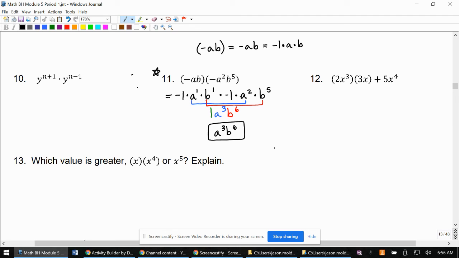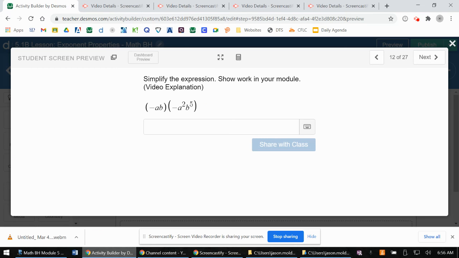I think it's important to show this. There are times when maybe these negatives won't go away. And just showing this little amount of work, even though it looks like we didn't really do much, and we really didn't, but it gave us a second to think about what's going to happen. A cubed b to the 6th. I've entered in a bunch of these, so I'm going to let you enter that one in now on your own.